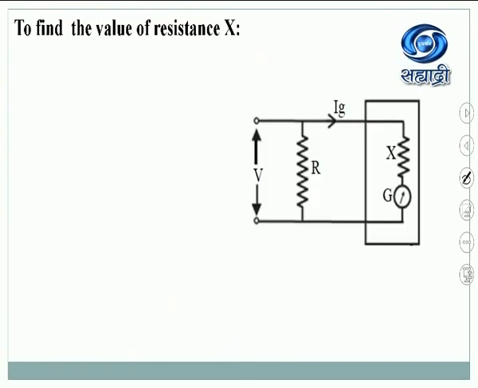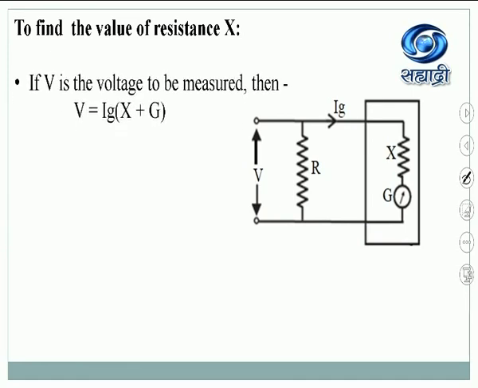Okay, so with this, what will happen then? If I is the current in the circuit, and V is the voltage to be measured, I want to measure this voltage V across this resistance, say R. Whatever current is coming, say Ig, will flow through this X and G. So the voltage across the parallel combination is the same. So the voltage across this resistance R is equal to Ig into (X plus G).